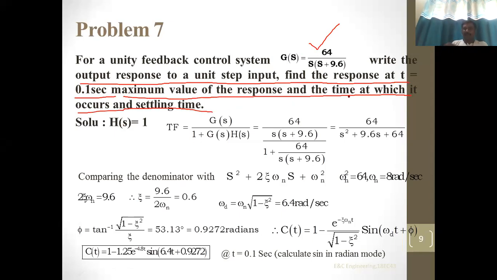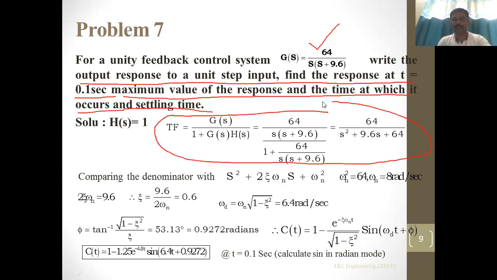Is it okay? Only G of s is given. Now for this we need to write the response, that is c of t. Since G of s is given and it is unity feedback, let me evaluate this. If I evaluate the overall transfer function, it results in 64 divided by s square plus 9.6s plus 64.